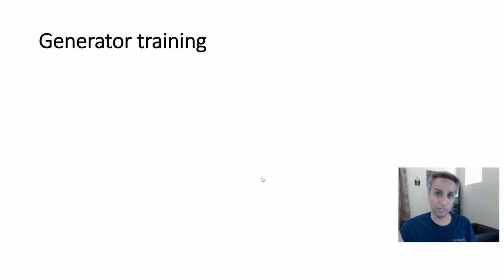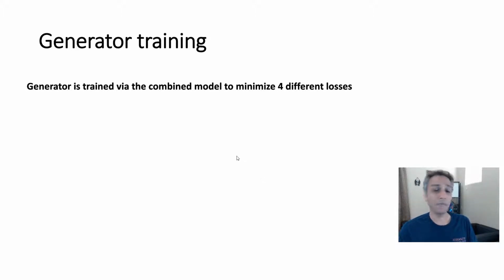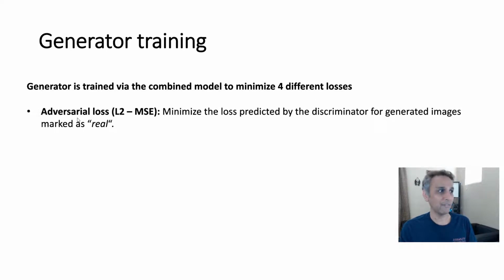So now we have our generators. How are we going to train? Obviously, like any GAN, it's trained via the combined model, where you keep the discriminator constant and only train the generator. So this is how we train our generator in a normal GAN anyway, except in this case, we have 4 different losses that we have already looked at. What are these 4 losses? We have adversarial loss, which is just our GAN loss, and this is our mean squared error, L2 loss, and it's basically minimizing the loss predicted by the discriminator for these generated images. So this is our GAN part. This should not be surprising.